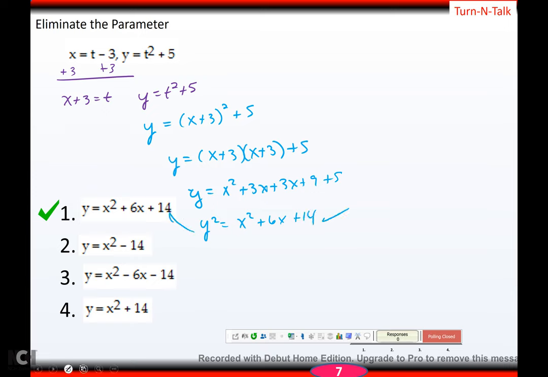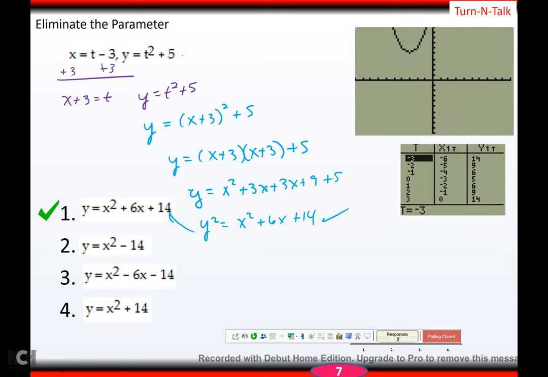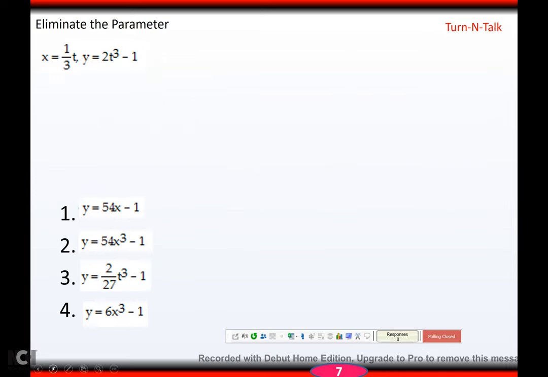And if you looked at that, either way, you could type these into the parametric mode or this into the rectangular mode. I did the parametric mode, and you get this parabola. Okay. Try this one, hit pause, come back when you're ready.